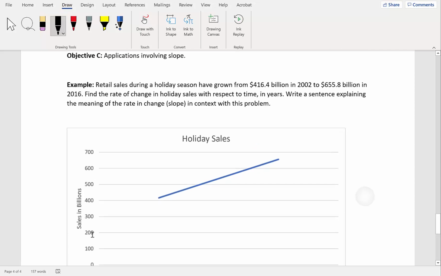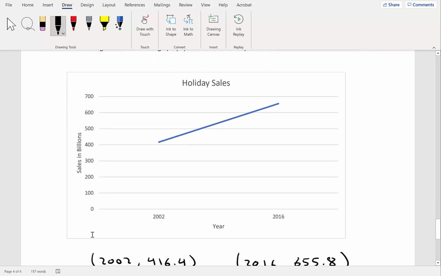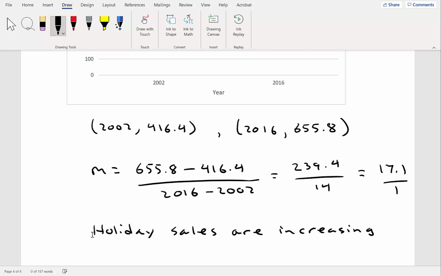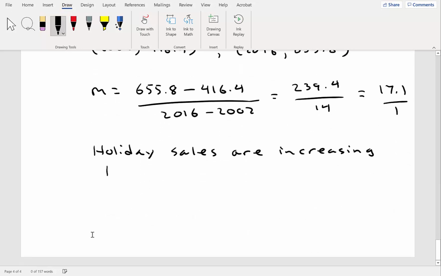So the rate of change in holiday sales with respect to time. So holiday sales are increasing 17.1 billion every year. So every year the holiday sales are increasing 17.1 billion.